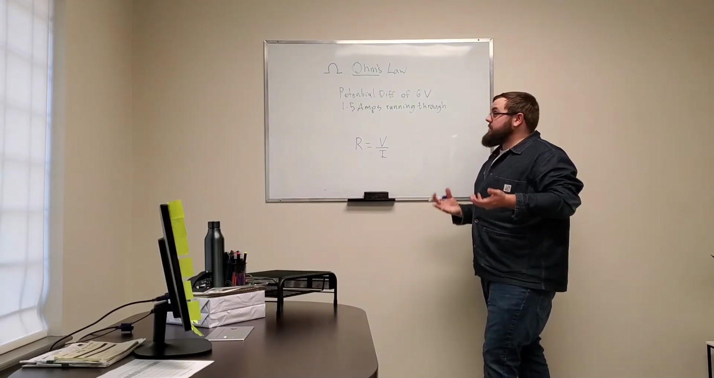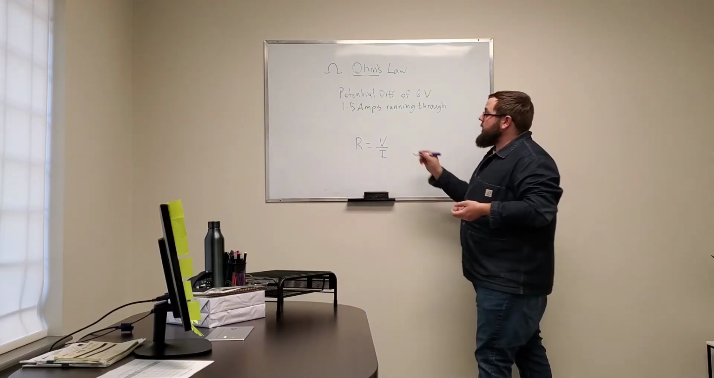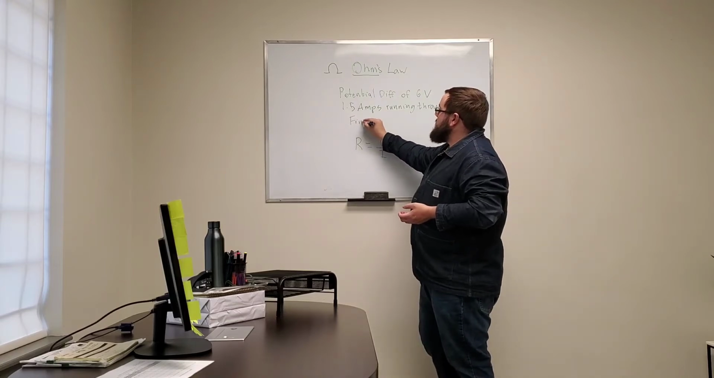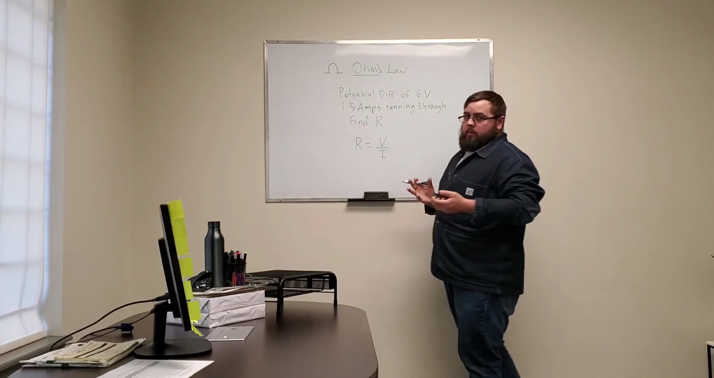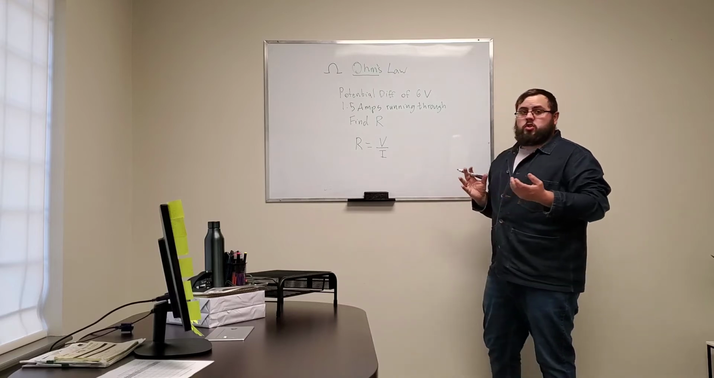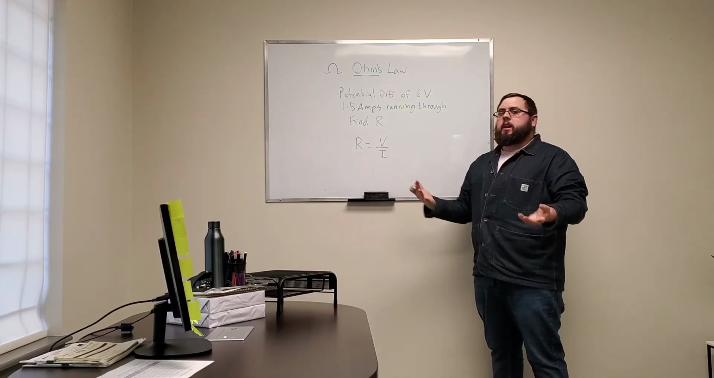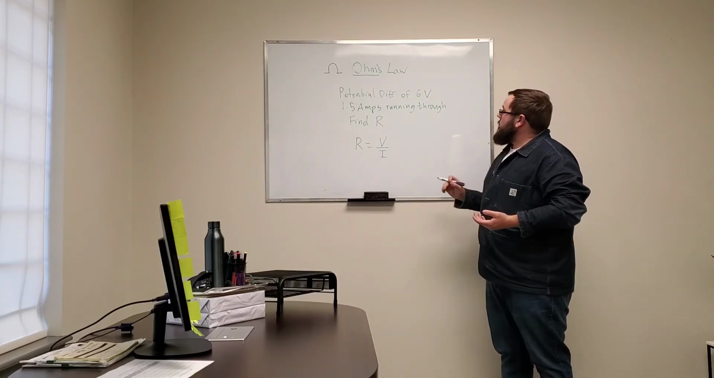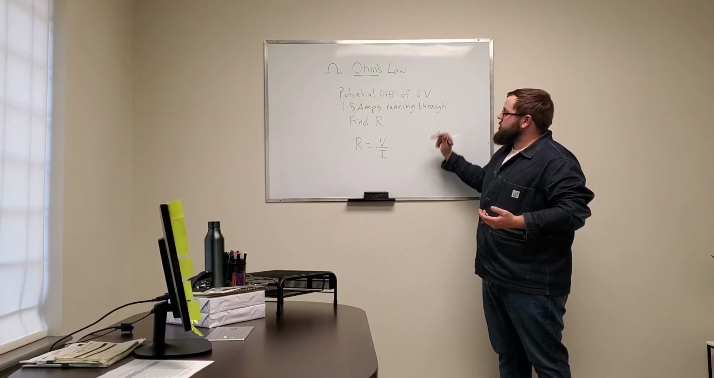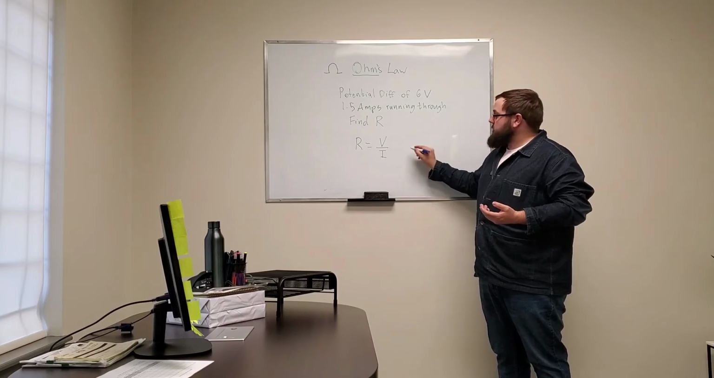We can find the resistance of this light bulb, right? So find R. This is just a word problem. All we have to do is take this information and plug it into our formula and then solve it, right? So our potential difference, our voltage, is 6 volts. So V is equal to 6.